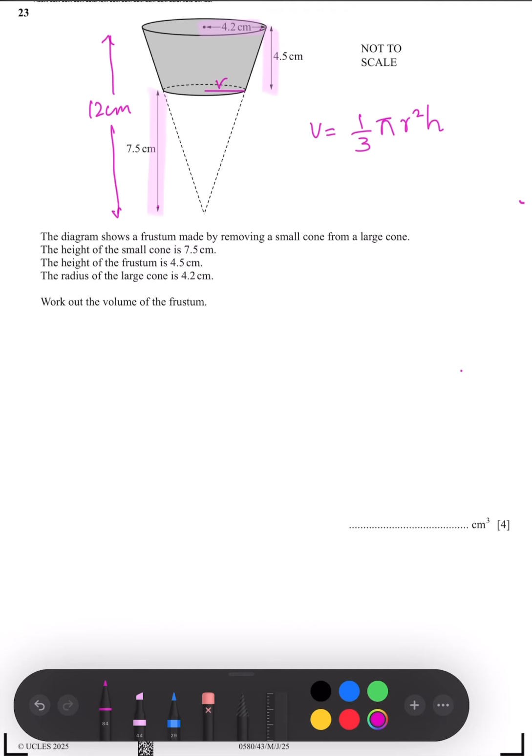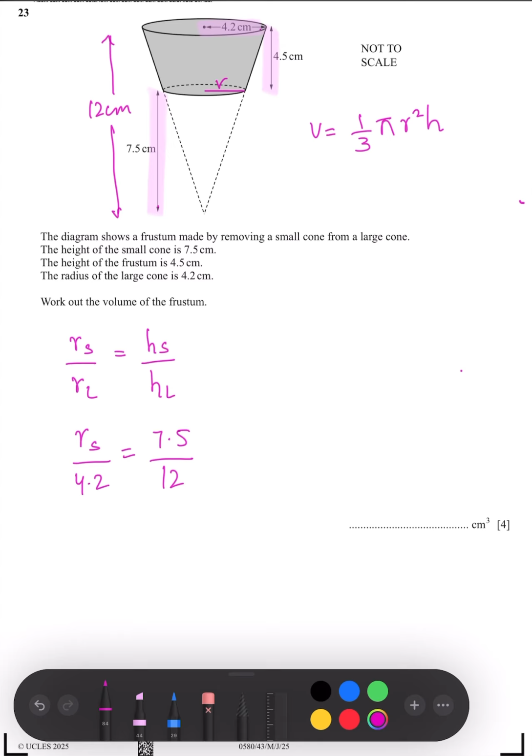As the two shapes are mathematically similar, the ratio of corresponding sides are equal. So the radius of the smaller cone over radius of the larger cone is equals to height of the smaller cone over height of the larger cone. Radius of the larger cone is 4.2 centimeter, and height of the smaller cone is 7.5 over height of the larger cone is 12.